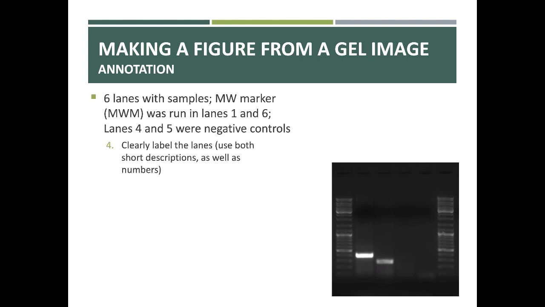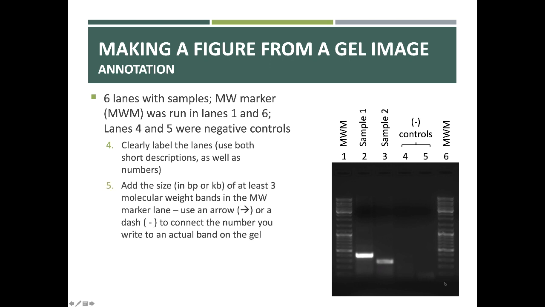You have 6 lanes, as I said in the previous slide. You want to label those lanes simply with just a 1, 2, 3, 4, 5, and 6. That's what you'll want to do on your gel images as well. Label what the samples are in each of the lanes. One of the keys to making a good figure is that a reader should be able to look at that figure and the legend and be able to gain all the information they need to from it easily.